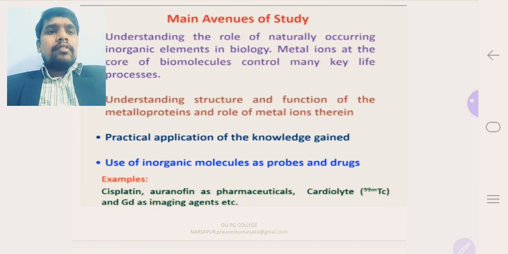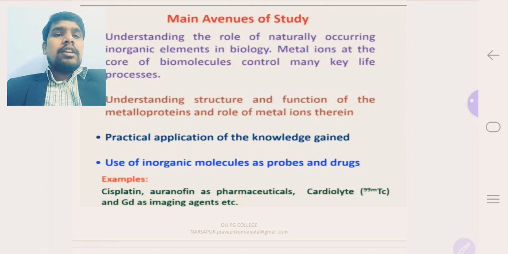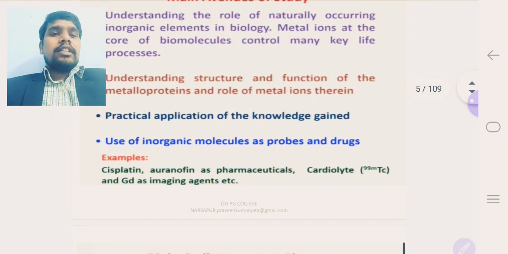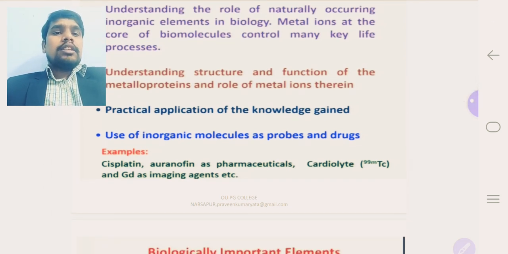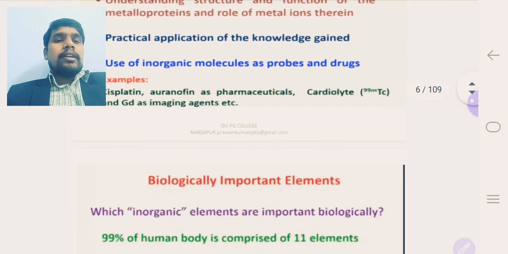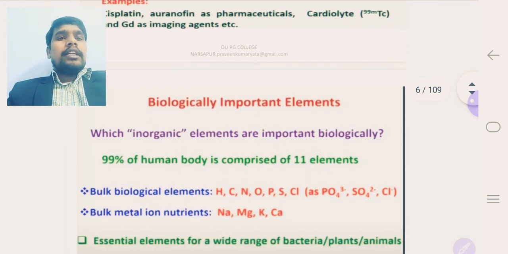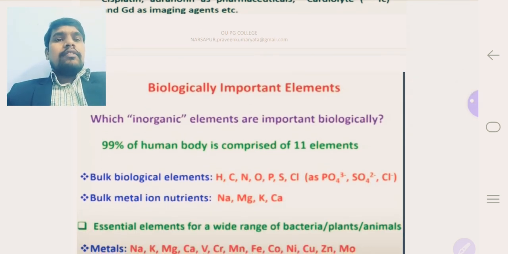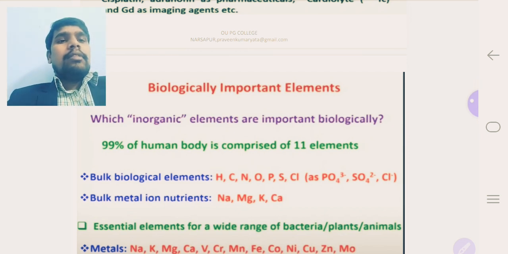Practical application of the knowledge gained: use of inorganic molecules as probes and drugs. For example, cisplatin containing a platinum metal ion, auranofin as a pharmaceutical, cardiolite with technetium, and gadolinium imaging agents, etc. Biologically important elements: which inorganic elements are important biologically?